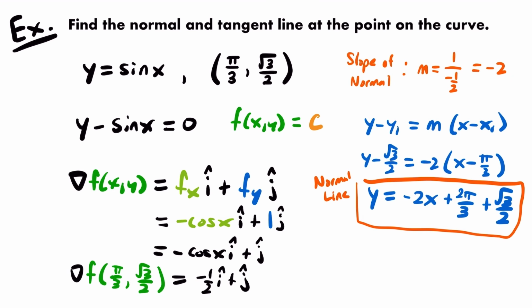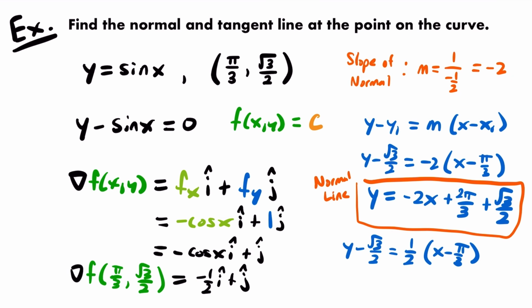Okay, and so if it's been a while since you've done that, don't worry about it. This is just a one-off example showing you what you can do with the gradient vector for a two-dimensional curve. But what we get for the tangent line is y minus the square root of 3 divided by 2 equals that opposite slope of positive 1/2. Again, we negated this slope, took its reciprocal, and that will be the slope of the tangent line, which is perpendicular to the normal line. And then we have x minus pi divided by 3.